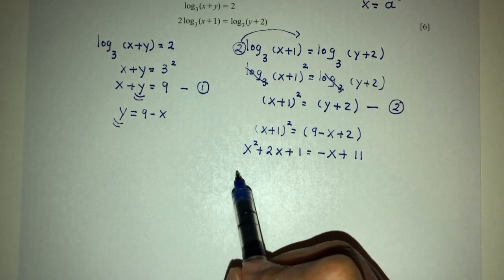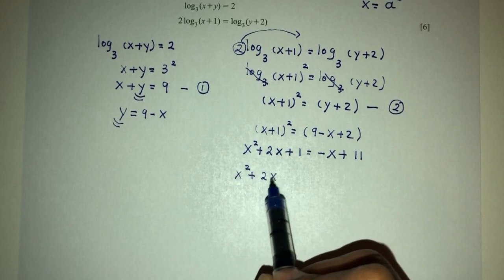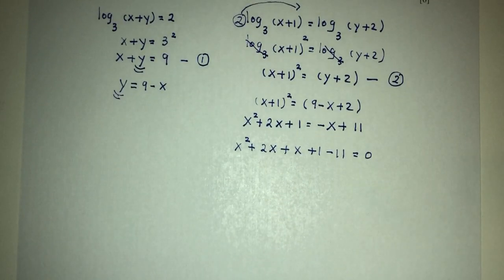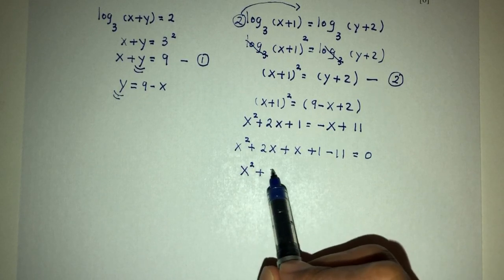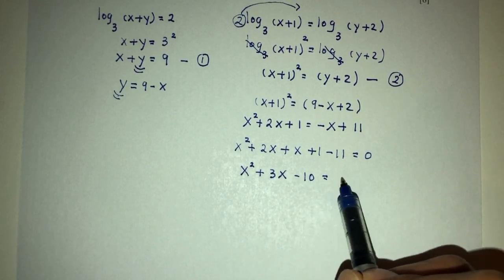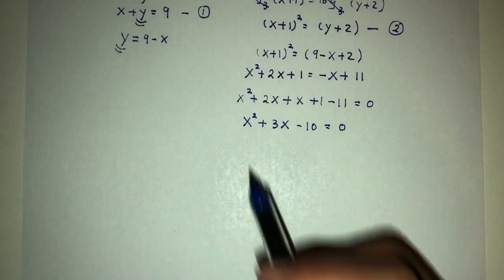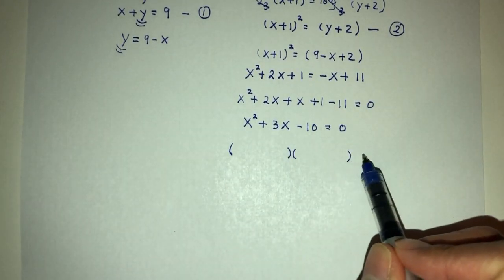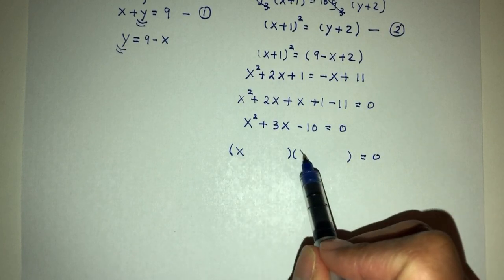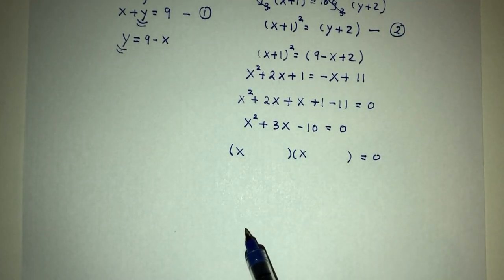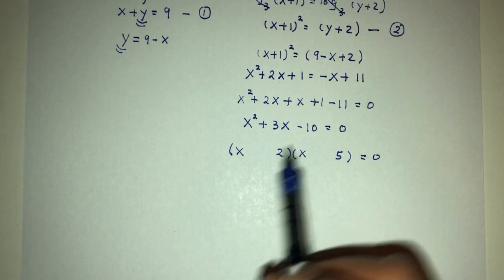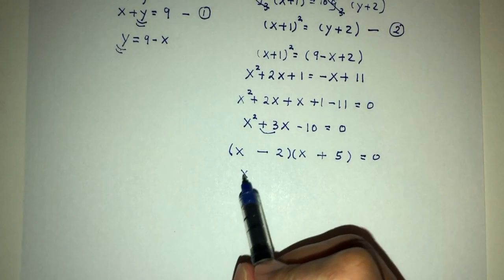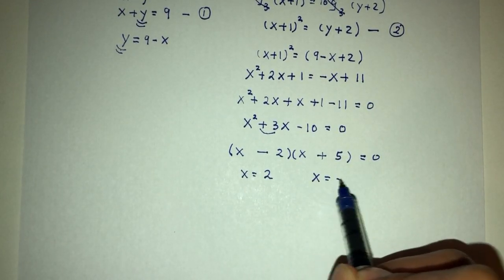Let's send everything to one side. You will have x squared plus 2x plus x plus 1 minus 11 will be 0. Let's simplify. You will have x squared plus 3x minus 10 is 0. Now let's factorize. This one is a quadratic equation. We have x squared, so we have to have 2 brackets because of the square. x squared is x times x, pretty easy. And 10 is 5 times 2, so 5 and 2. Now to get plus 3, we have to have plus 5 and minus 2, right? So x can be 2, x can be minus 5.